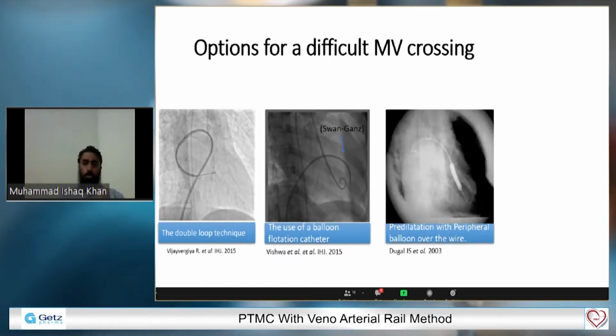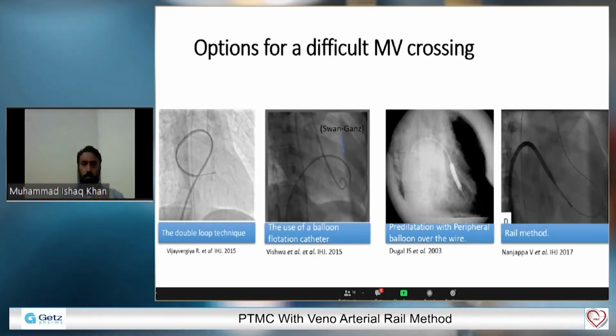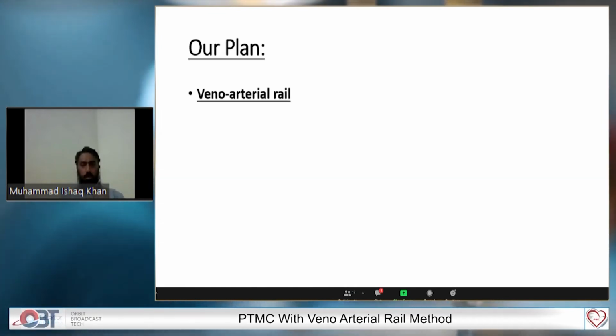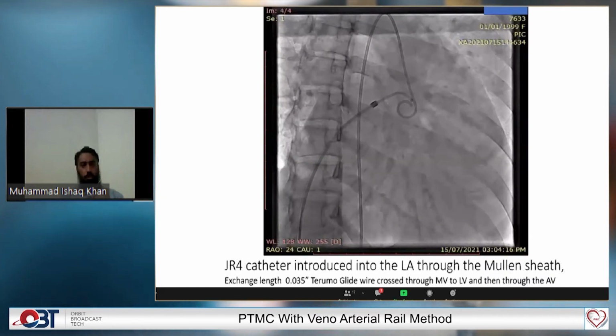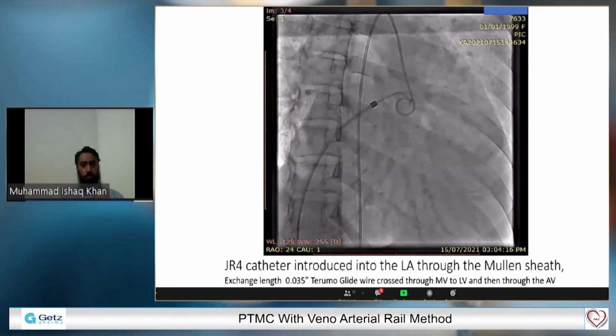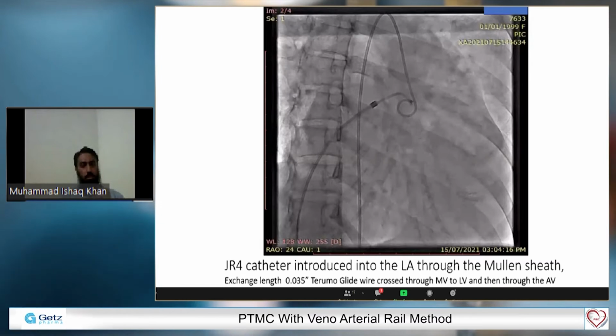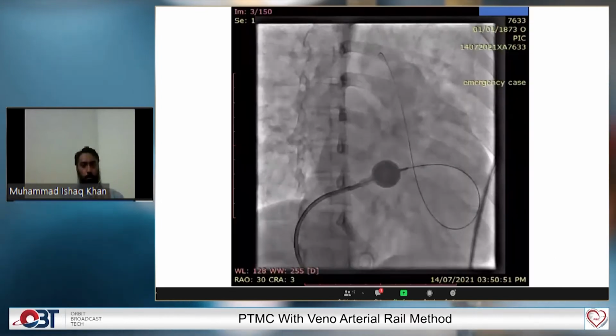Pre-dilatation with peripheral angioplasty balloons are also used. In the end, we opted for the rail or loop method. For the veno-arterial rail method, we took a GR catheter through the Mullins sheath into the left atrium, which guided an exchange length Terumo wire, which crossed through the mitral valve into the left ventricle, and then through the aortic valve to the aorta. And then the balloon was tried to negotiate.